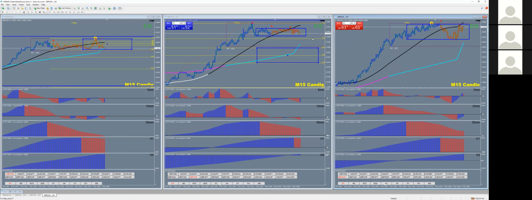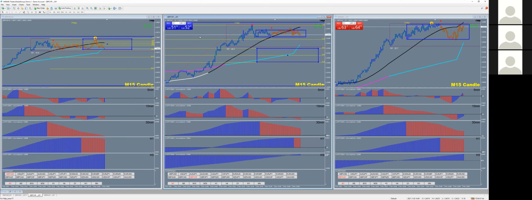All right, looks like the pound Swiss is trying to gain some strength. I mean, in pound Swiss, we have an 8 pips stop.